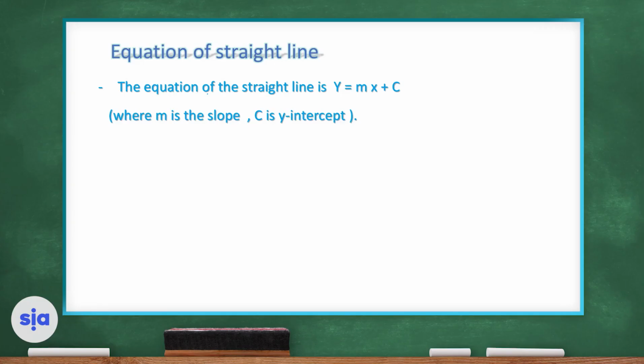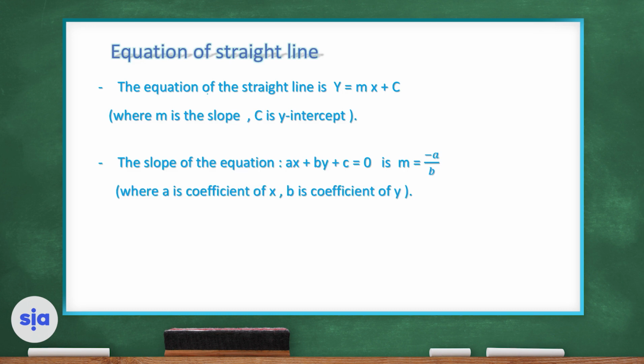Hello dear students, welcome to a new geometry lesson, and today we'll be talking about the equation of a straight line. The equation of the straight line is y equals mx plus c, where m is the slope of the line and c is its y-intercept.